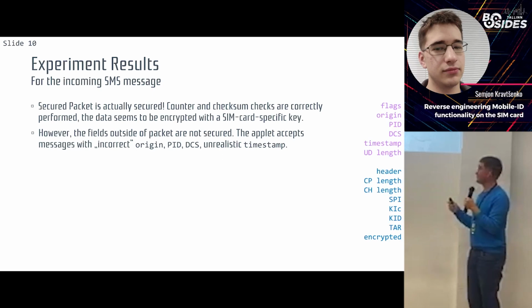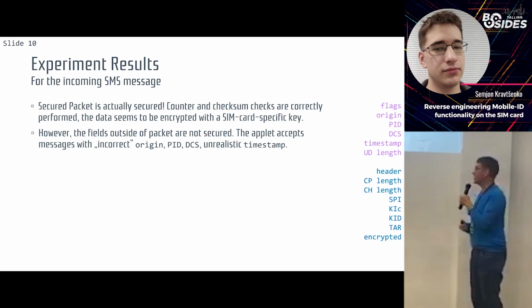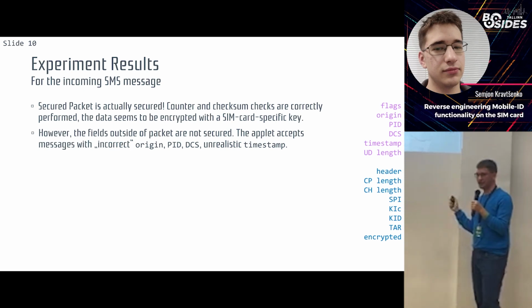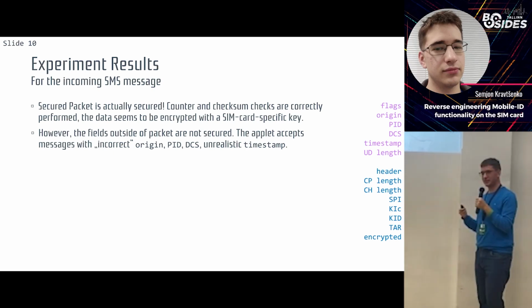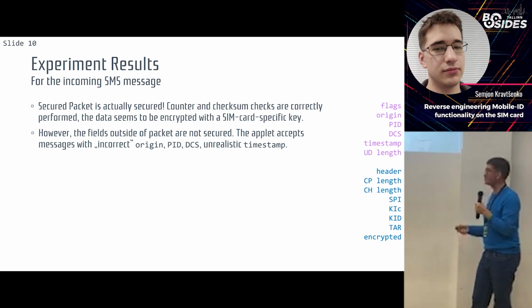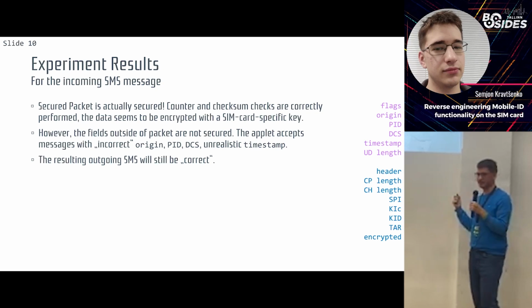However, other fields that you can see in pink here, they are not verified. This means that I can tamper with the timestamp, with the fields that say the type of the message, and even with the origin of the message. And SIM card will still get those messages, and it will be able to perform Mobile-ID transaction. So even if I send Mobile-ID message from some other phone number somehow, then it still will be accepted. And the resulting Mobile-ID message, so outgoing message, it still will be correct, in the sense that we'll still have the correct origin.